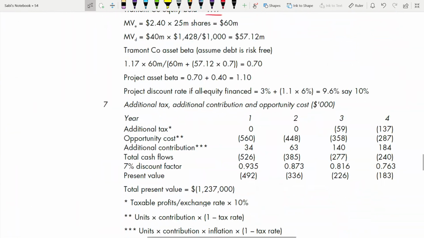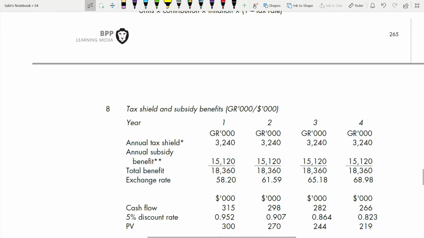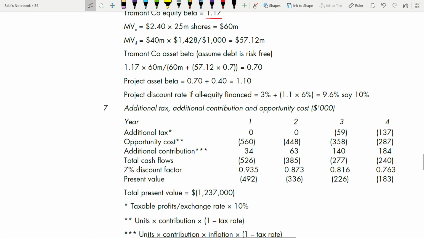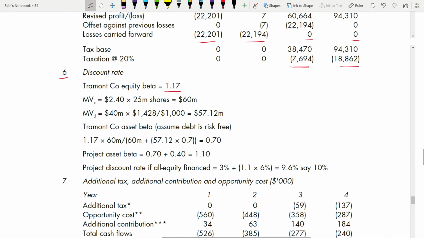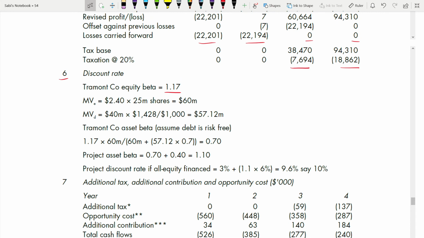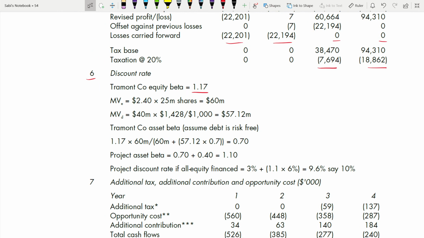But first we have to find the market value of equity and market value of debt also, right? We can do that also. So market value of equity, how are we going to find it? We have been told that 25 million shares at 2.4. So just multiply, and it is 60 million. Market value of debt is 40 into the price, 1428 per thousand, which means divide by 1000. So this is the market value of debt.